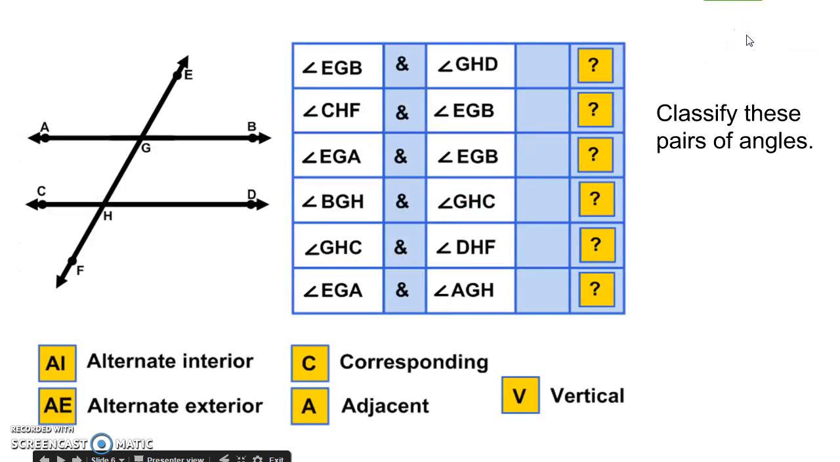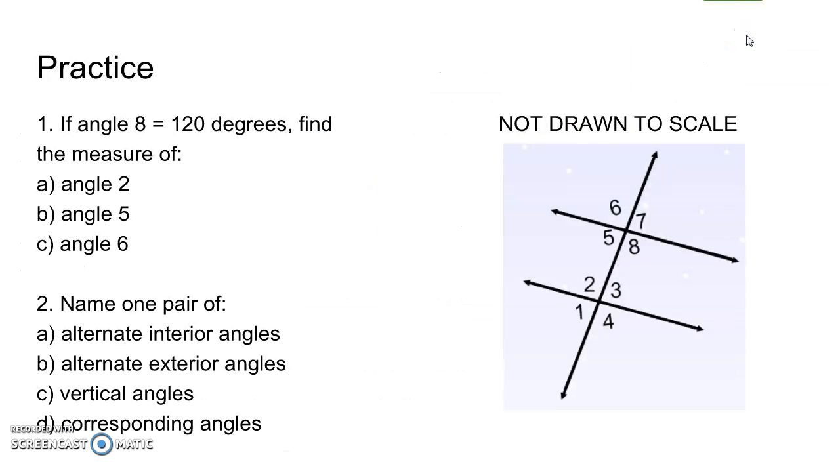So let's try a problem where we're solving for some angle measures. I'm going to skip ahead. Okay, here. If angle 8 equals 120 degrees, I want you to do this one with me. Draw this little diagram over here. Call this example 1. If angle 8 equals 120 degrees, find the measure of these different angles. Once you've drawn the diagram, write 120 degrees for angle 8.